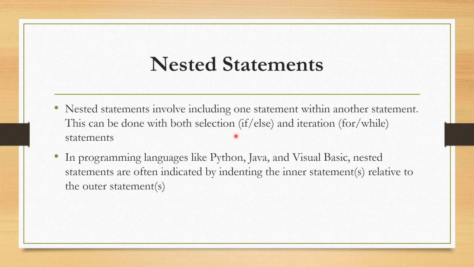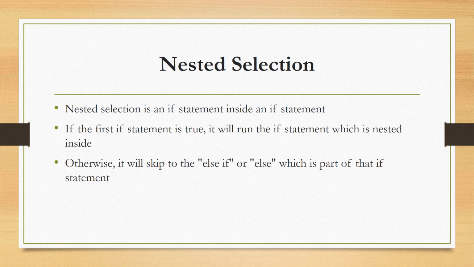Next comes nested statements. A nested statement involves including one statement within another statement. This can be done with both selection, if else, and iteration, for, while, and do while loops as well. In programming languages like Python, Java, VB, nested statements are often indicated by indenting the inner statement relative to the outer statement. Nested selection is an if statement inside an if statement. If the first if statement is true, it will run the if statement nested inside. Otherwise, it will skip to the else if or else which is part of that if.